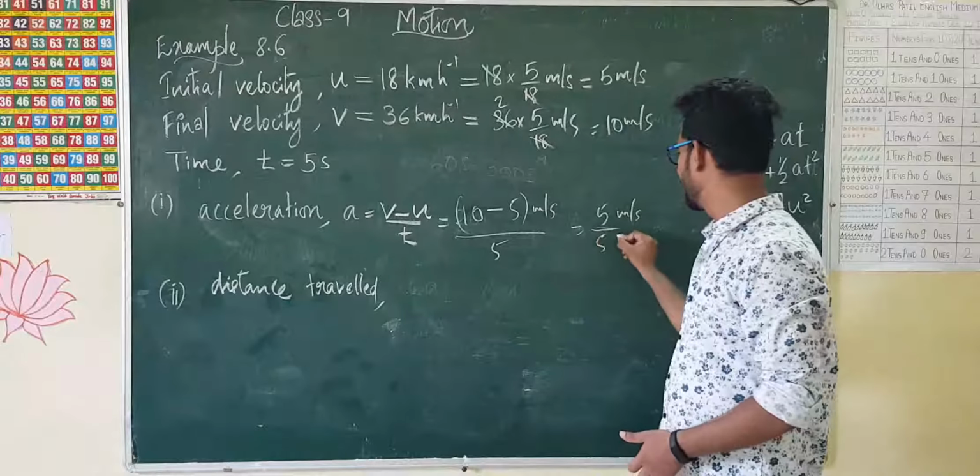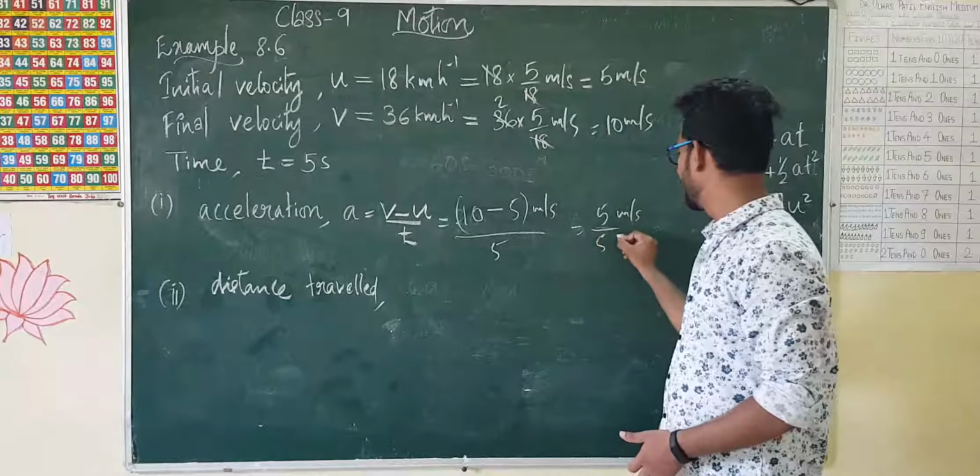Example 8.7. The brakes applied to a car produce an acceleration of 6 meters per second square in the opposite direction to the motion. If the car takes 2 seconds to stop after the application of brakes, calculate the distance it travels during this time.